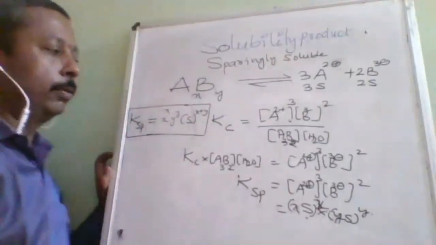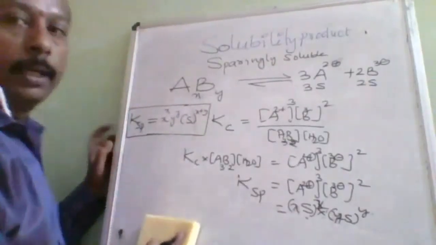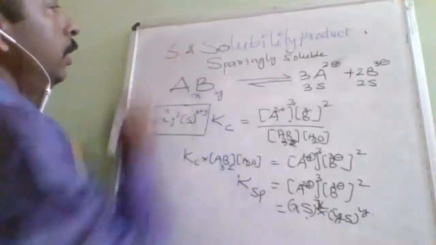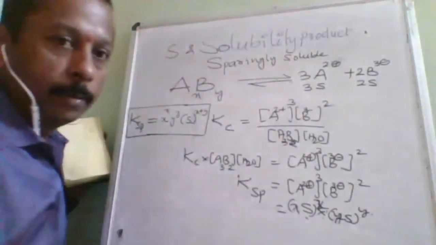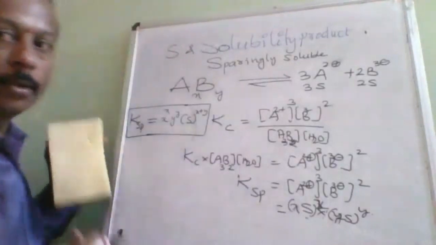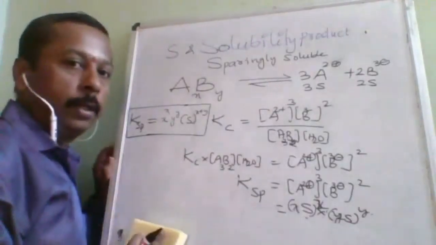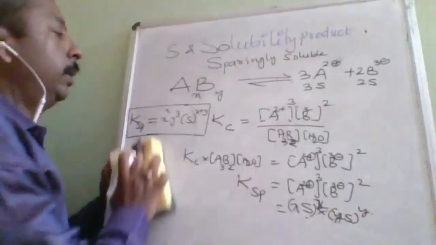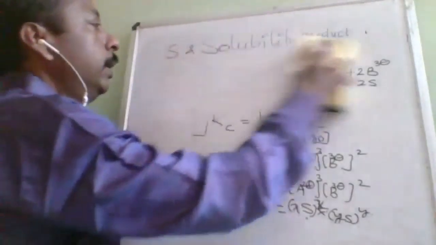Is it understood now? This is how you will derive the relationship between two things: solubility and solubility product. Solubility product is different. It is a constant basically, and its units keep changing. Units of solubility product are not constant even though it is a constant. So this is a basic topic we have completed. Understood?